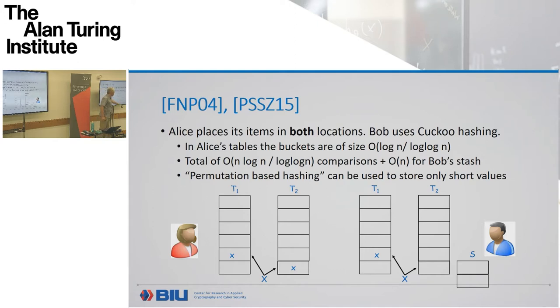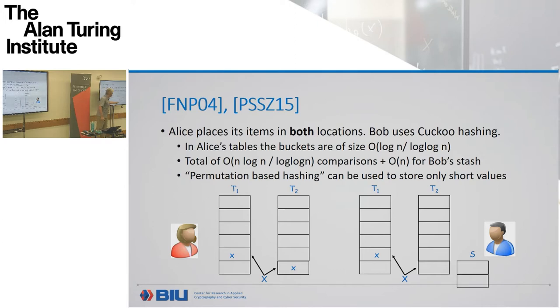Bob uses Cuckoo hashing. So each item is placed either here or here in the stash. So Bob puts only a single item in each bin. Alice uses simple hashing. So basically, she maps all her items to T1 using the first hash function, and all her items to T2 using the second hash function. Okay, so she's going to get log n over log log n items in each bin.